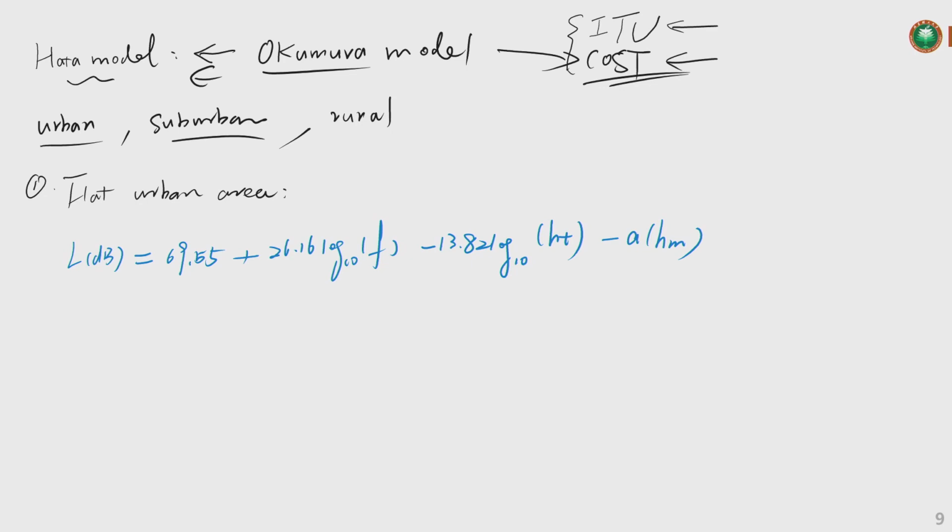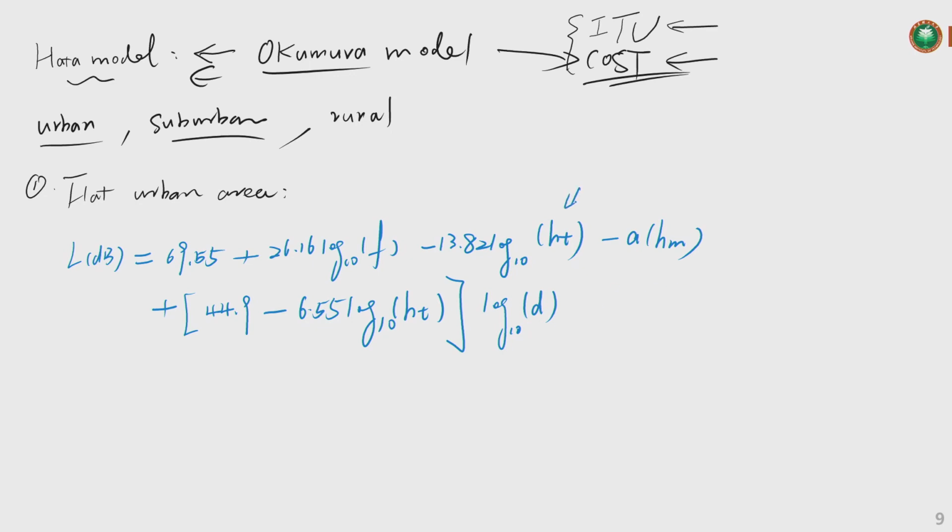also there is another term related to the loss. This term is 44.9 minus the term related to the height of the base station, the height again, and related to the distance between the base station and the user.